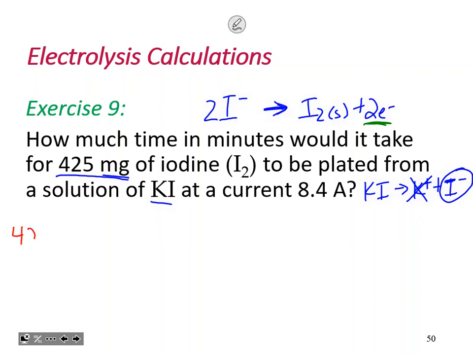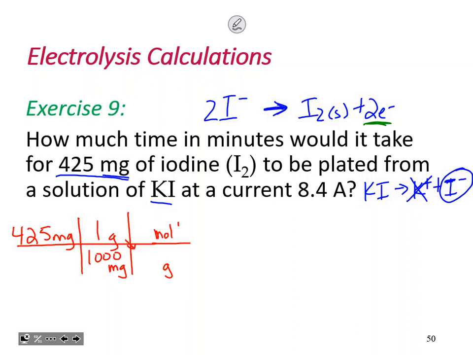Let's do this. 425 milligrams. This one's going to be a long one. So I'm going to start here, and I've got to do milligrams to grams. So 1,000 milligrams equals 1 gram. That one's pretty easy to change over. Then I'm going to take my grams and diagonal them down, and I can go to the moles of the I2. So 1 mole of I2 equals how many grams of I2? Well, I go over to my periodic table, and it says it's like 126.9 for iodine, so 126.9 times 2. And this is going to be 253.80.